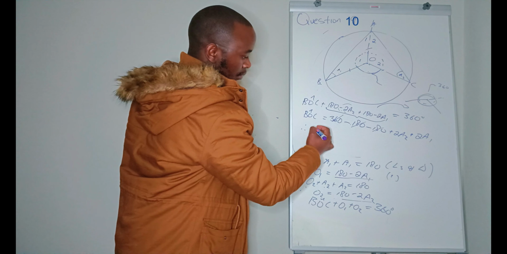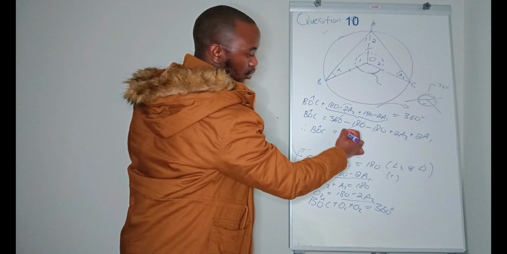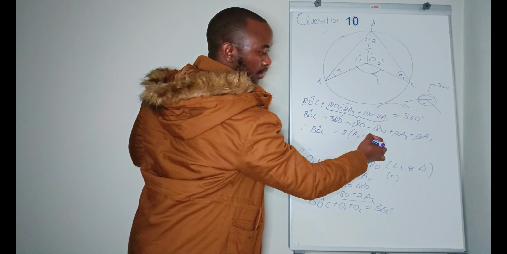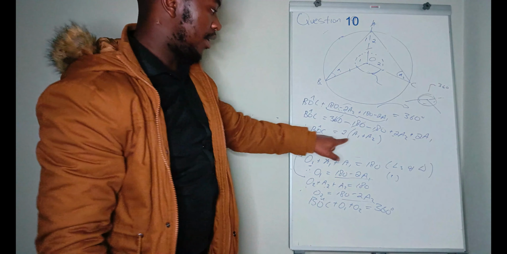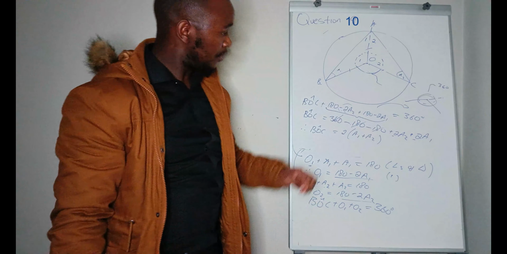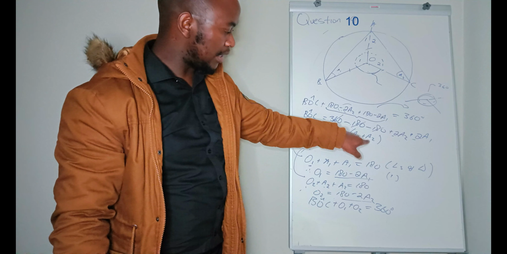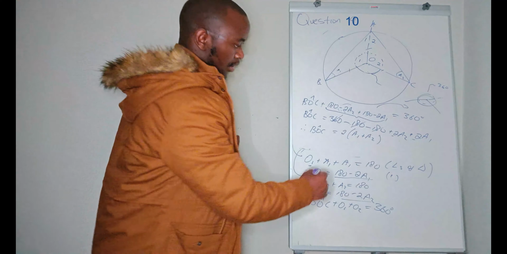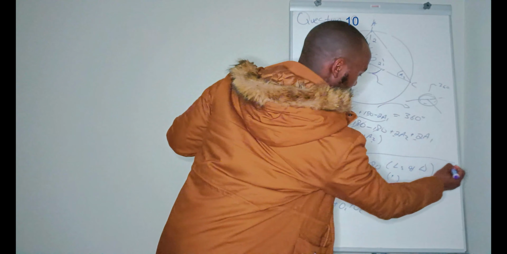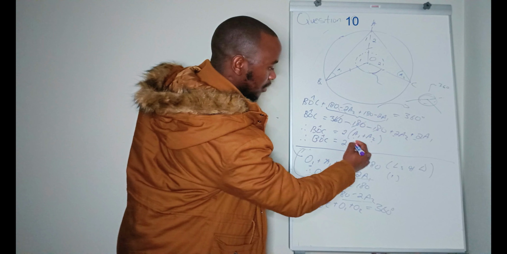Therefore, BOC is equal to, if you take out this 2 as a common factor, 2 times A1 plus A2. And we remember that A1 plus A2 is the angle that they are looking for in there. It is made up of A1 plus A2, which is equal to the angle A. So we can substitute this by A. Therefore, we have proven our theorem. BOC is equal to 2 times A.